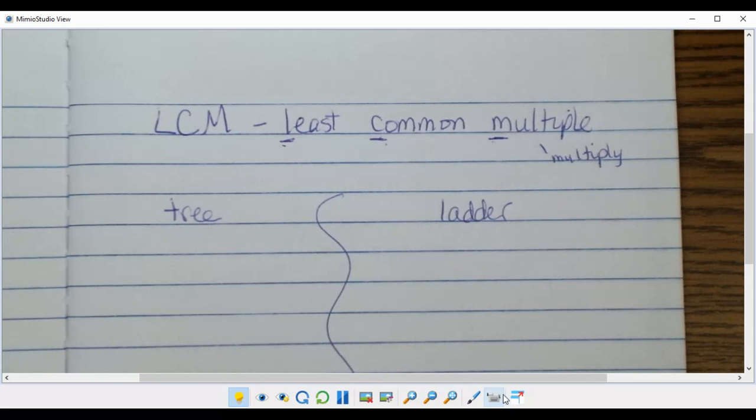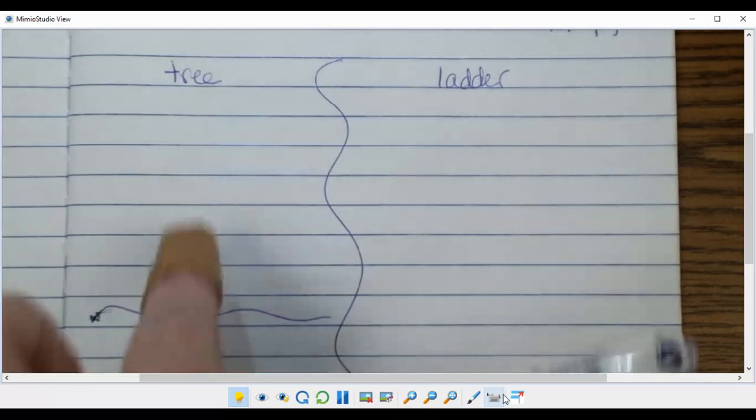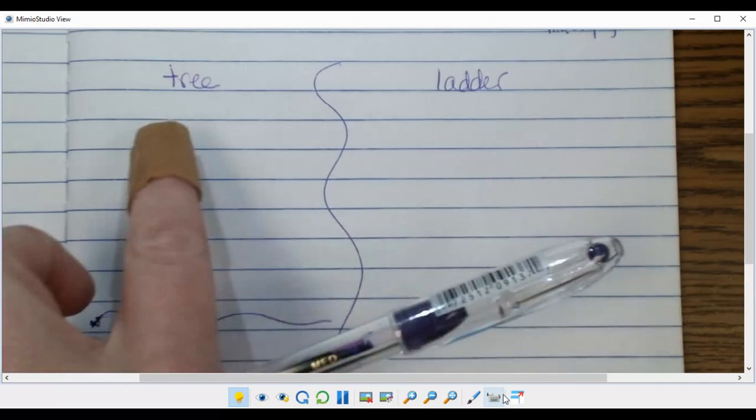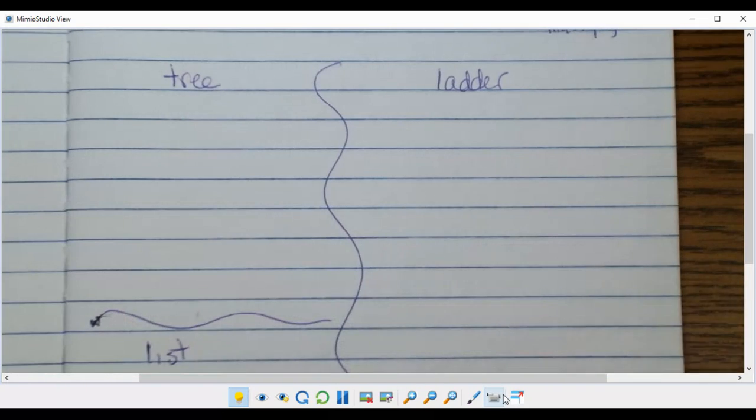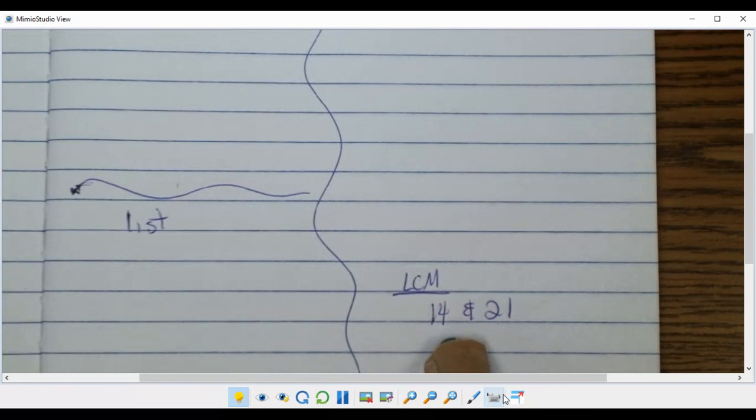Today, there's actually 3 methods that I'm going to show you. 2, I think, are a little bit easier to use, the list and the ladder. I think tree, while you're very comfortable with it, and we talked about it yesterday, I think that might cause you a little bit more headache than you need. All right, but we'll do it anyway. So we're going to find the least common multiple of 14 and 21.